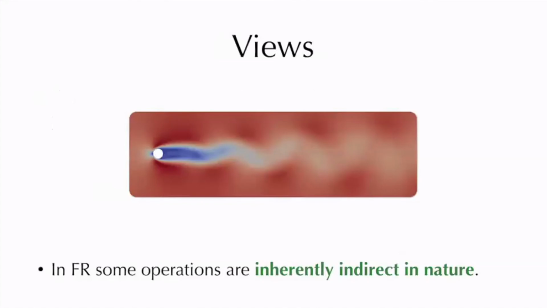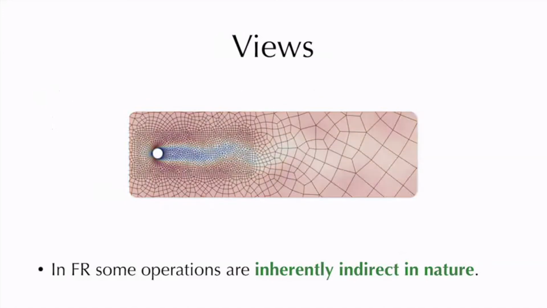The second major data type in PyFR is called a view. Now, in FR, because we want to operate on unstructured grids, some operations are inherently indirect in nature. Case in point, I've got an unstructured grid here. So if you're an element, there's no easy way to figure out who your neighbor is. It's not as if you can just add 1 to a certain index as you could on a structured grid. It's fundamentally an operation that involves a degree of indirection. And that's fundamentally the price you pay for operating on unstructured grids.